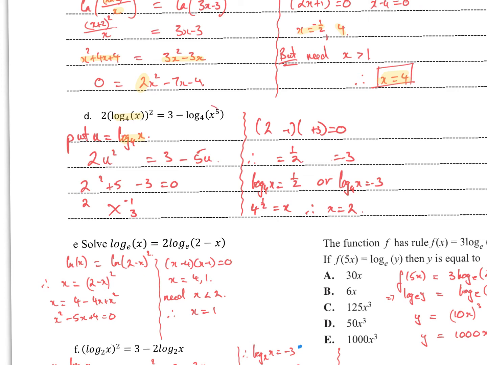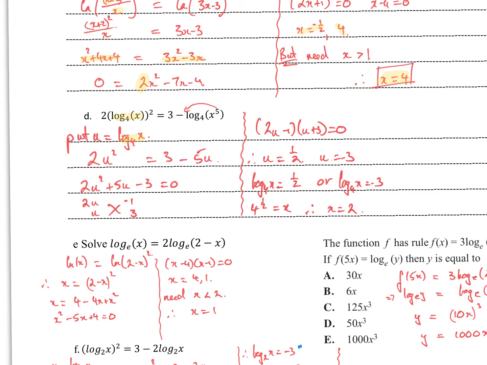because I'm going to bring that 5 out the front there this time. Okay, so I get u equal to log base 4 of x, which means I get 2u squared plus 5u minus 3 is equal to 0. So factors of the first term, 2u and u, factors of the second term, negative 1, 3. (2u - 1)(u + 3). So we get u is equal to a half and u is equal to minus 3.